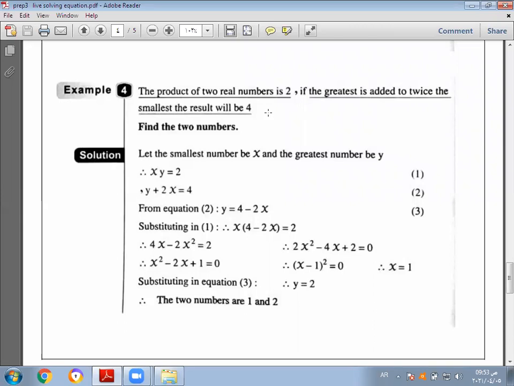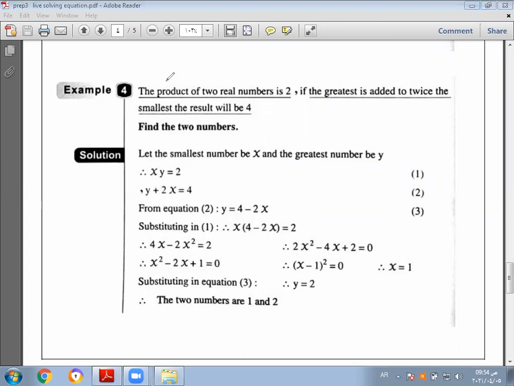The other statement: the greatest added to twice. What is the meaning of added? Plus. So the greatest number plus twice the smallest. The result will be 4, so "will be" means equal 4. So let the two numbers be x and y, and the greatest is y.